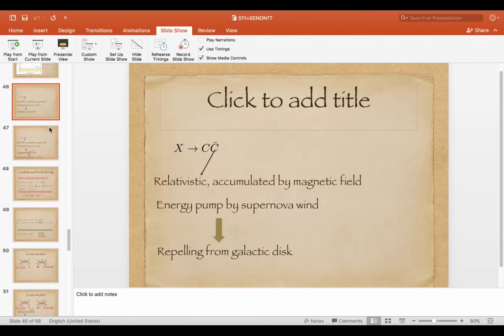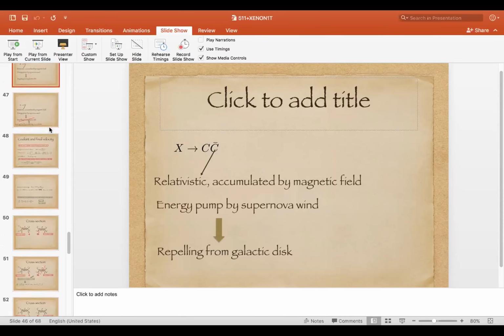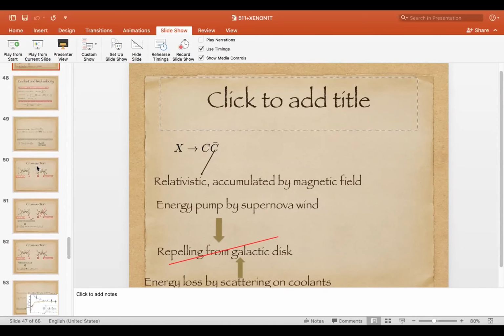Next slide. Okay. Remember that in our model, the dark matter particles decay to a pair of relativistic charged particles accumulated by the magnetic field. And there is an energy pump from supernova wind, which will repel them from galactic disks. But we introduce, next slide, please, some coolant that will lead to energy loss by these C particles. We should balance the energy pump by supernova with this energy loss.